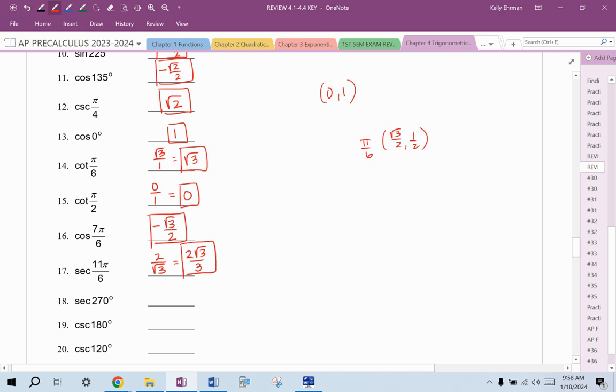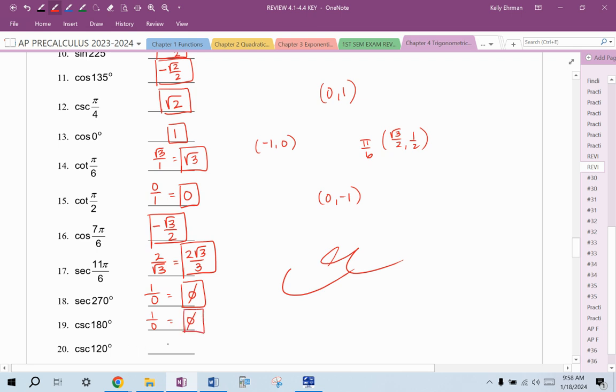The secant of 270, so flip the x coordinate at the bottom of the circle, that's undefined. Cosecant of 180, I think my pen might be messing up. There we go. Cosecant of 180 is the reciprocal of the y value at 180. So the reciprocal of 0 is undefined.